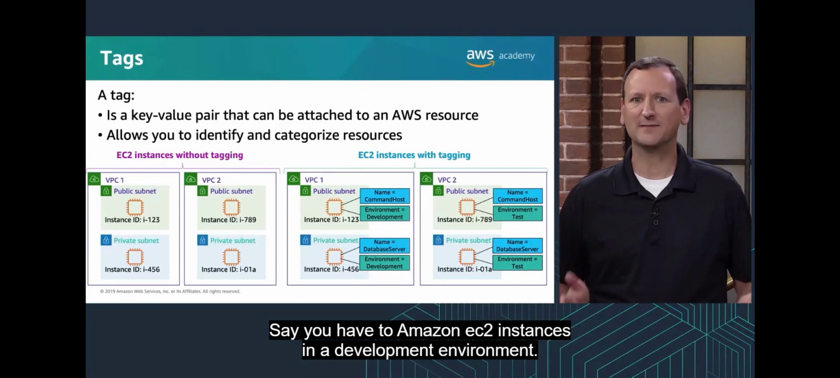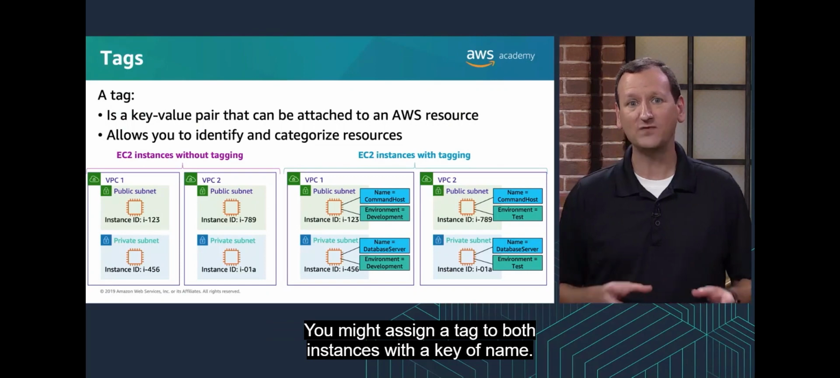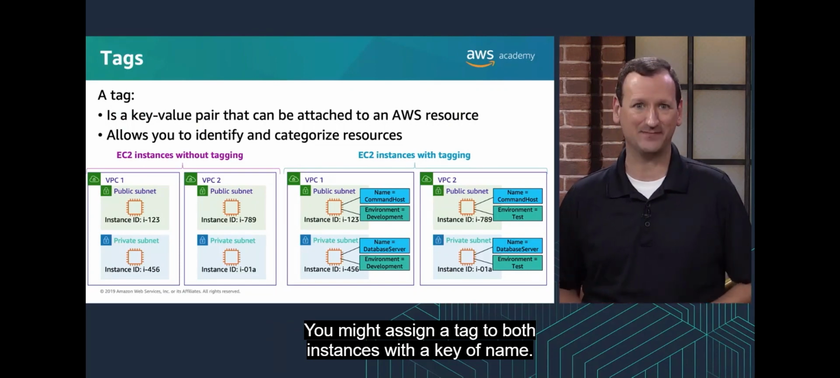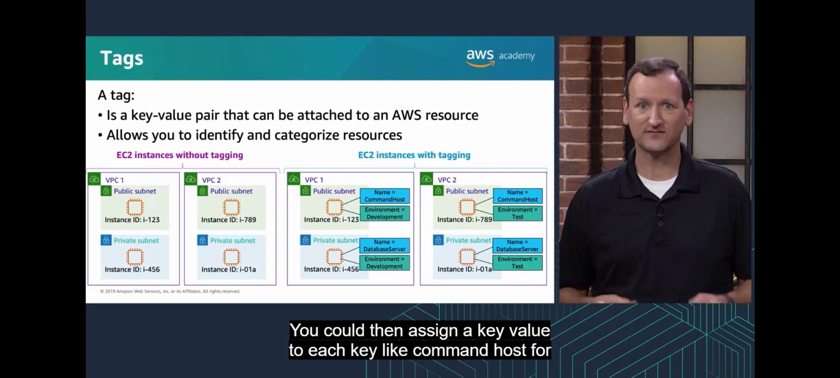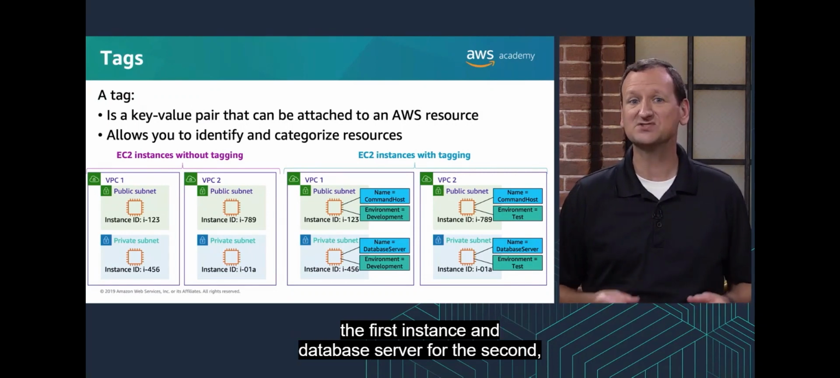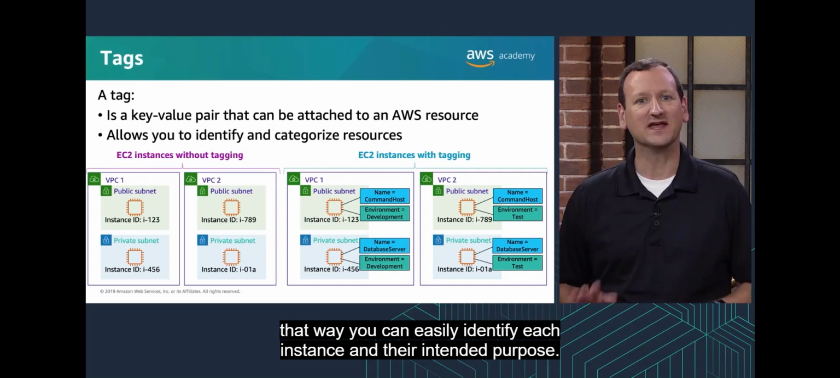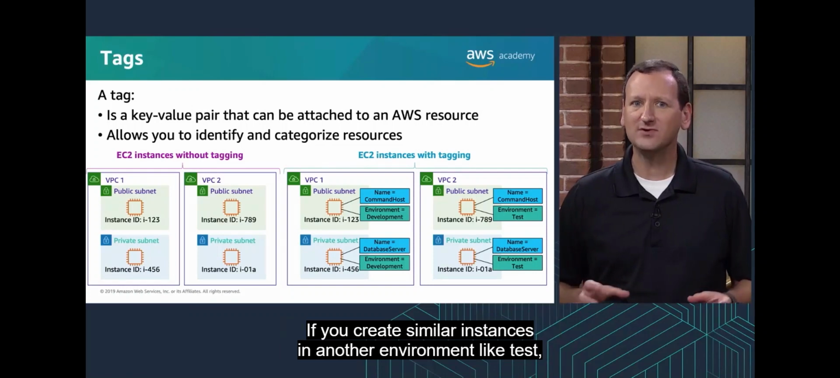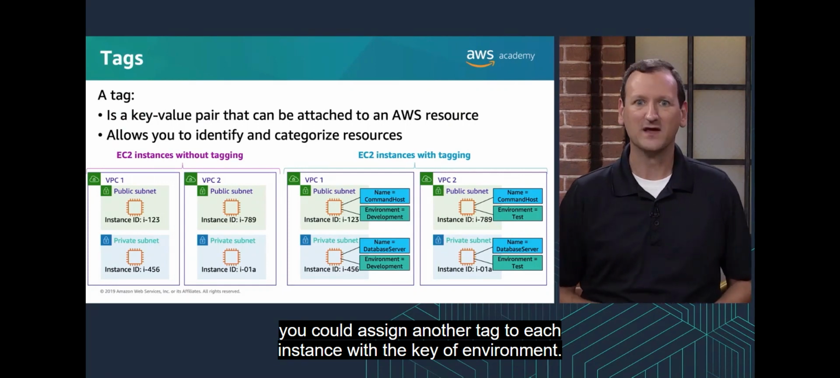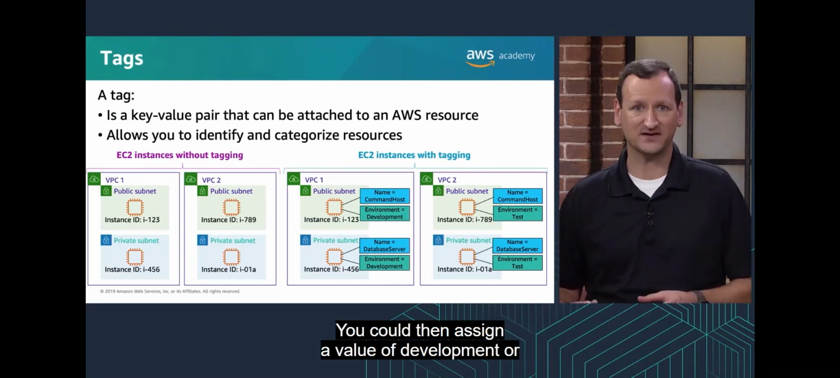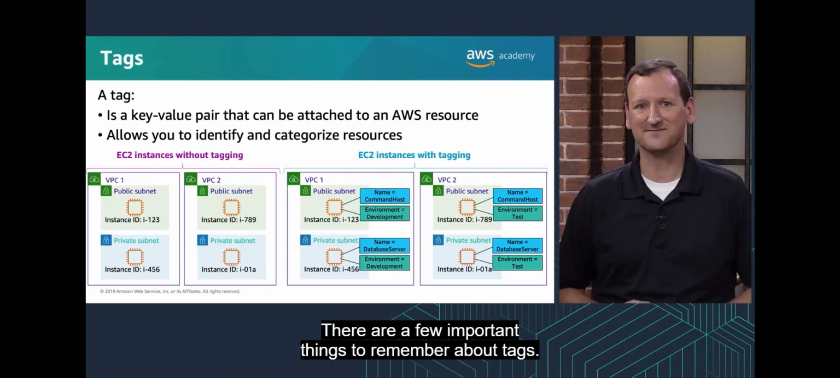Say you have two Amazon EC2 instances in a development environment. You might assign a tag to both instances with a key of name. You could then assign a key value to each key, like command host for the first instance and database server for the second. That way you can easily identify each instance and their intended purpose. If you create similar instances in another environment like test, you could assign another tag to each instance with a key of environment. You could then assign a value of development or test to each instance as needed.